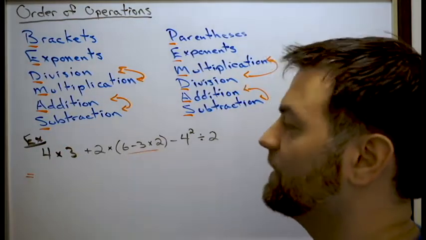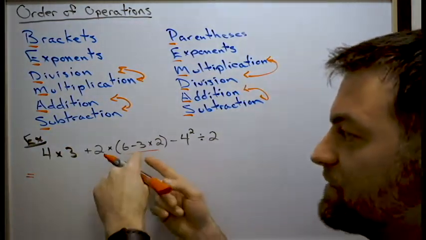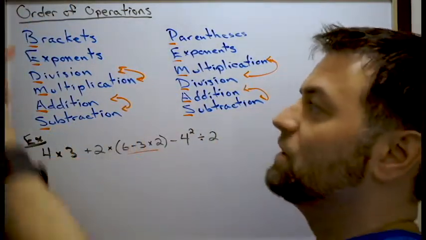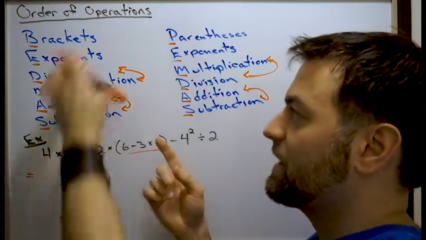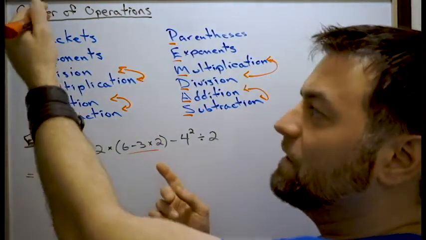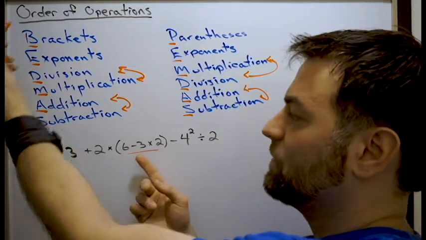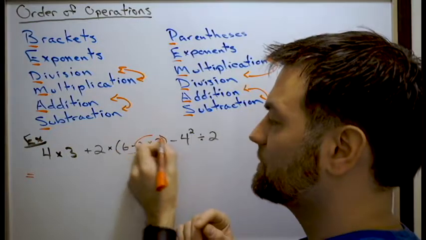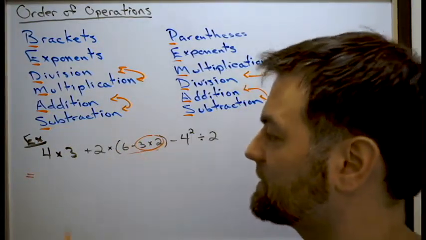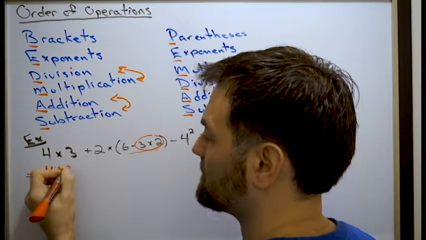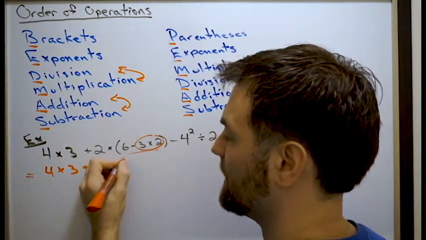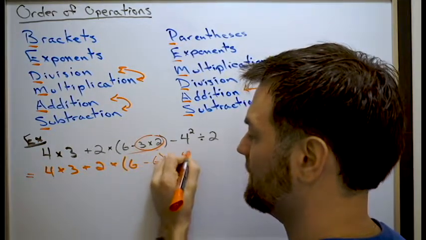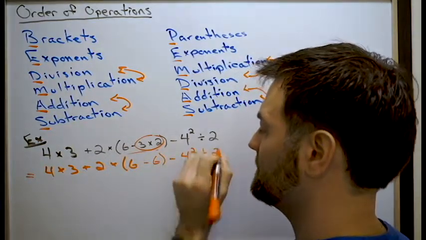So we've got a set right here. Inside the brackets, we have subtraction and multiplication. Again, we still use this same process. Looking inside our brackets, is there any more brackets? No. No exponents, no division. There is multiplication, so we do that part first right here. We multiply these first and then subtract the 6. So we'll have 4 times 3 plus 2 times 6 minus 6, minus 4 squared divided by 2.